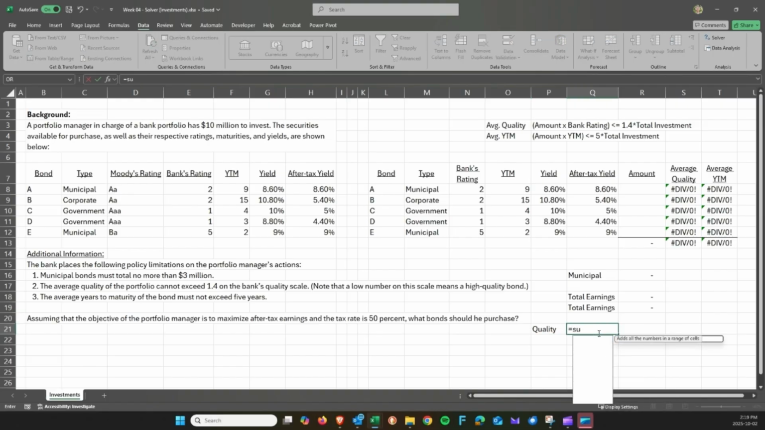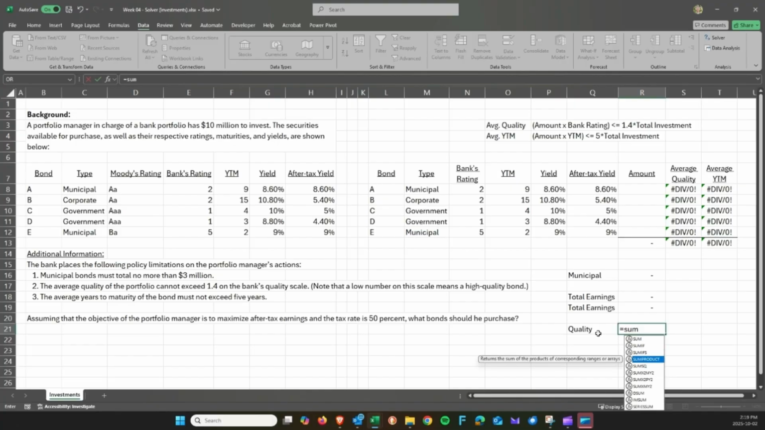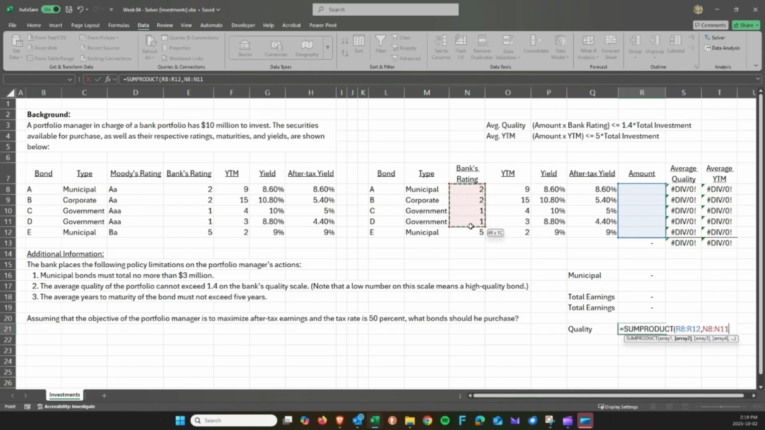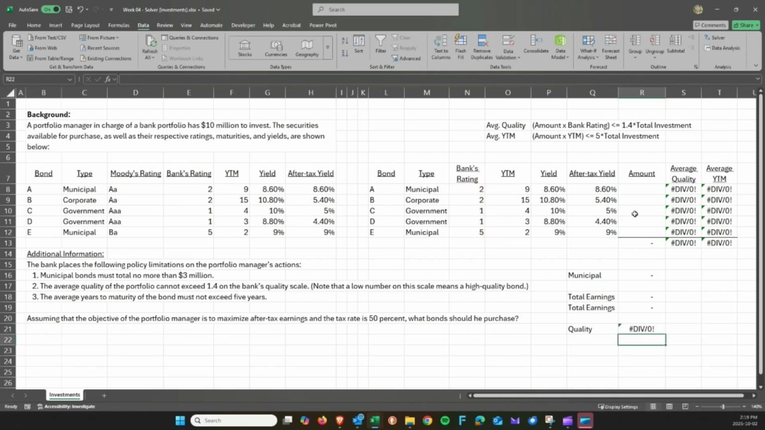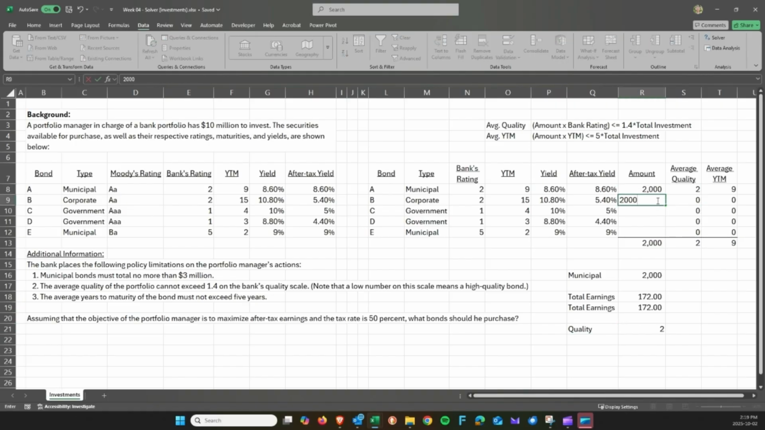I'm going to actually reuse that sum product calculation I did before, where I did my amount, and I'm going to multiply it by the bank rating here, which is sum product. And if I divide this by my total amount invested, this will be a complete duplicate of my average quality here. So even before I get to this, I'm just going to put in some values here. So this average quality and this average quality are equivalent.